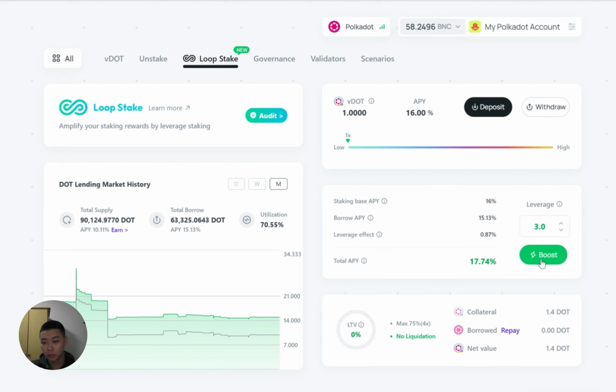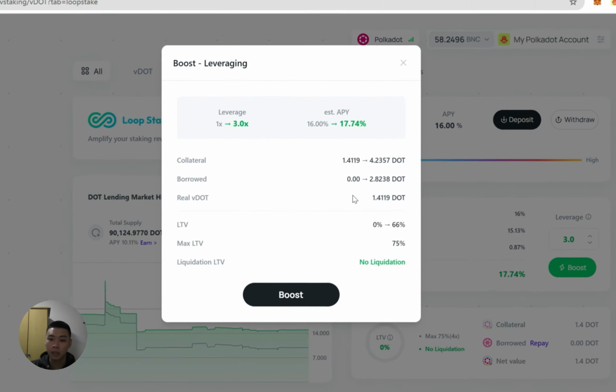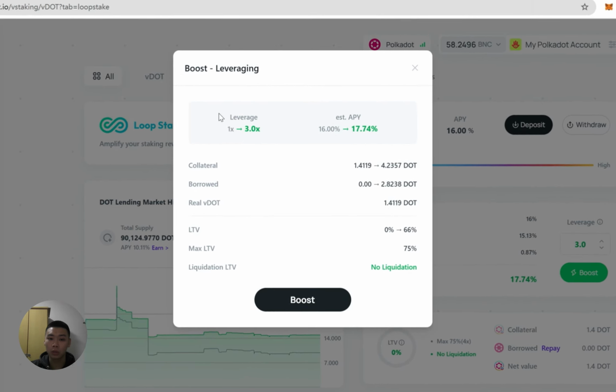We need to click this boost, and then there is more information. So our leverage is going from 1 time to 3 times leverage. And the estimated APY is growing from 16%, which is the yield-bearing APY of V DOT, to 74%, which adds up 2 times the leverage effect on top of our V DOT base APY.